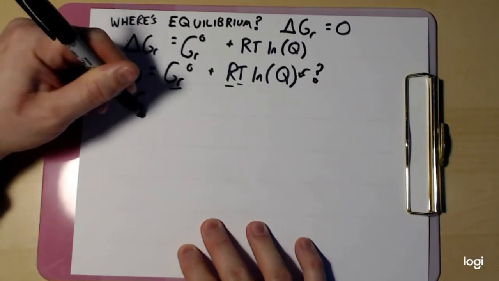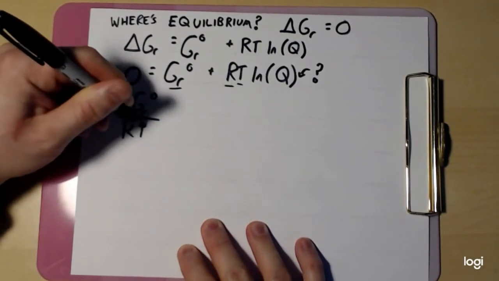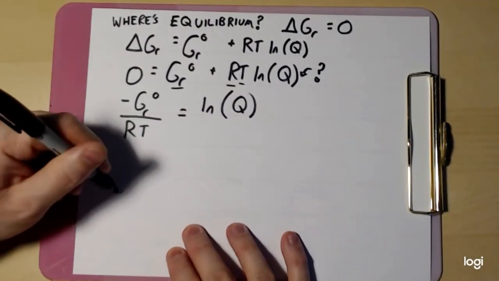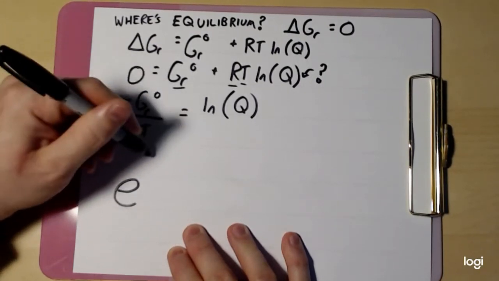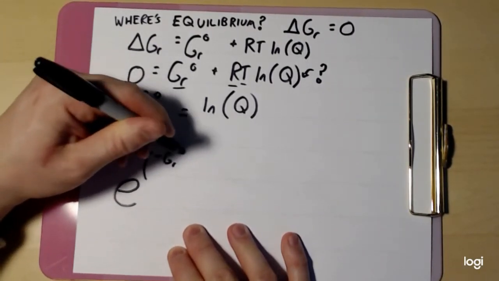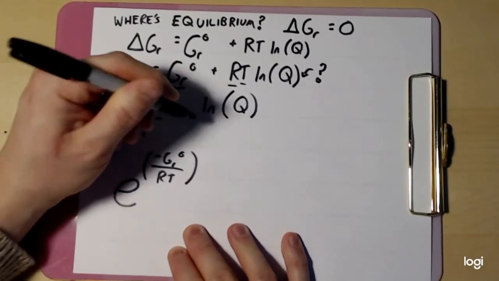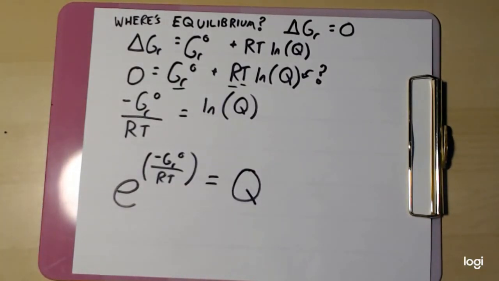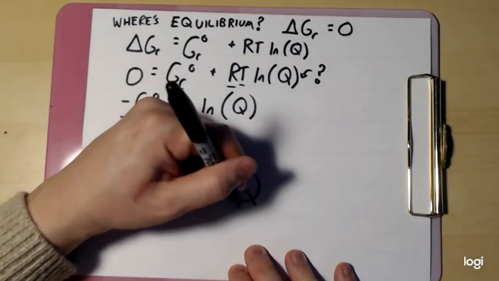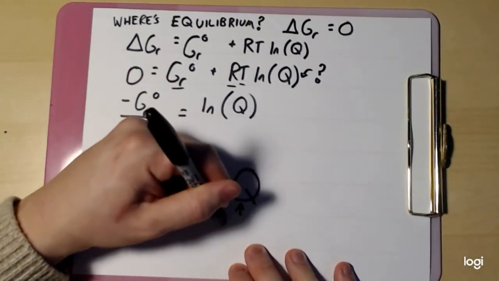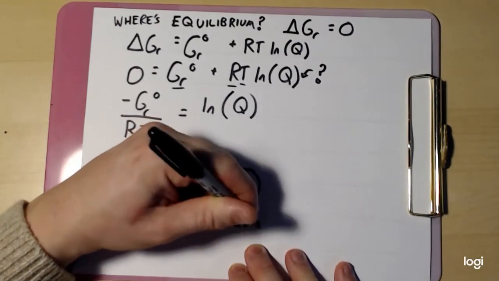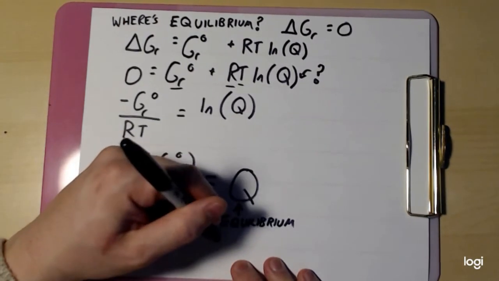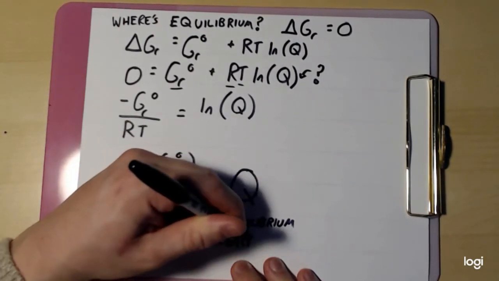So let's solve for Q. We can just do some easy algebraic rearrangement of this. Exponentiate both sides. And we're left with Q at equilibrium, the reaction quotient at equilibrium, should equal e raised to the negative standard free energy of reaction divided by the gas constant times the temperature. So this is the equilibrium reaction quotient. And this is just simply a rearrangement, again, of the equation for the free energy of reaction when that is set to 0.